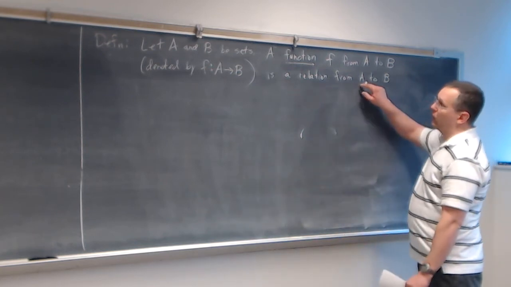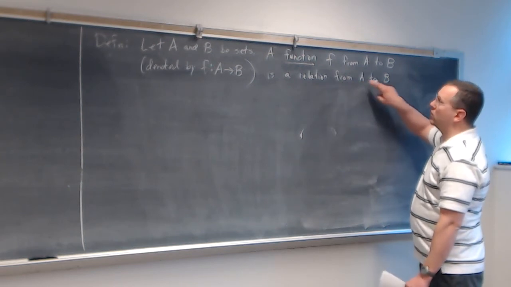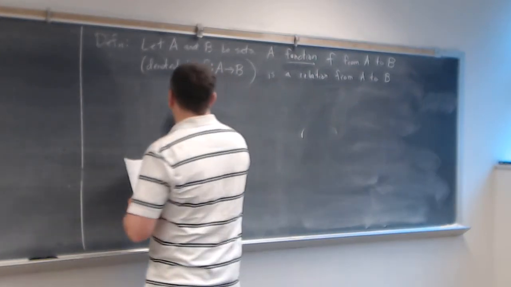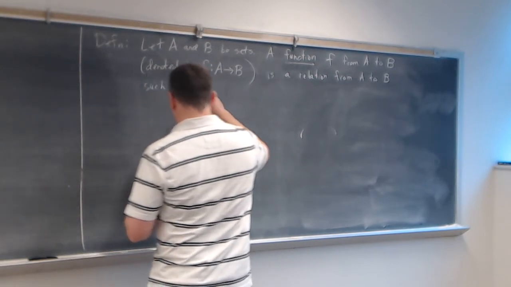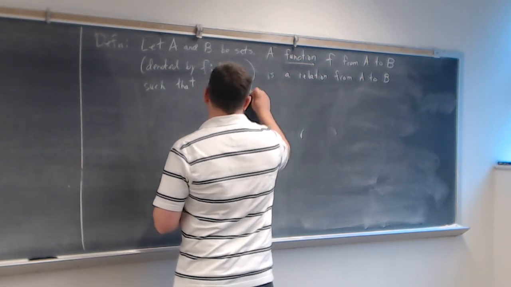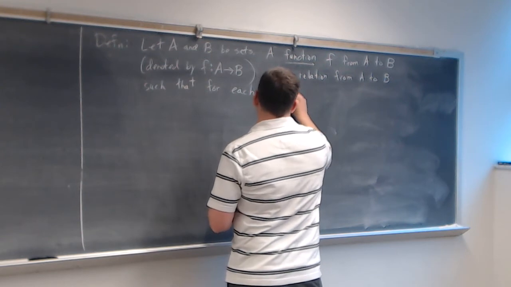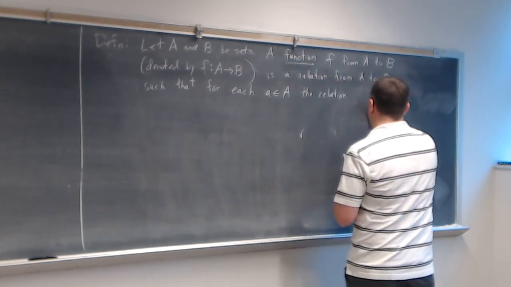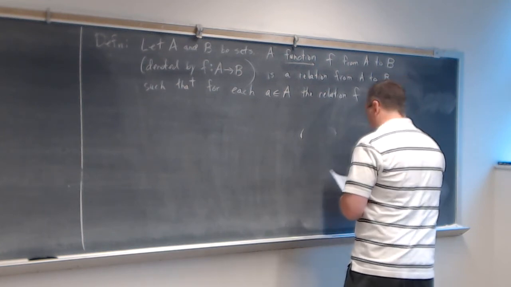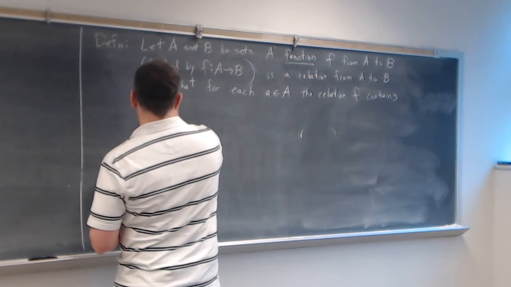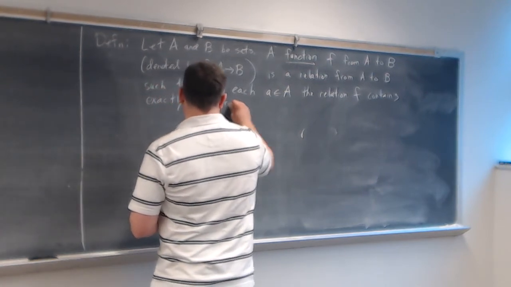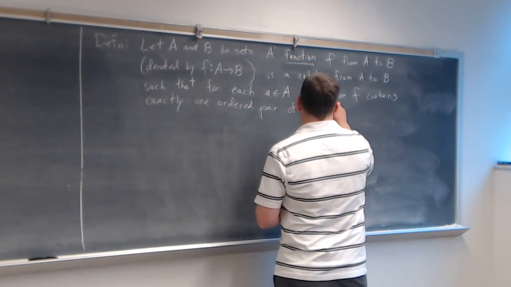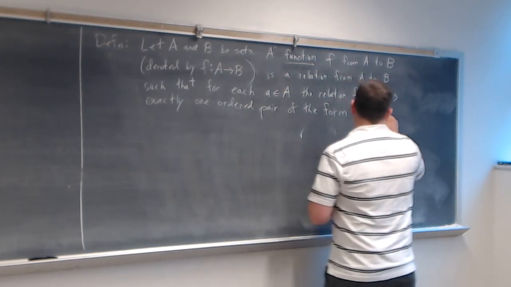So think of a function as a set of ordered pairs. The first coordinates are in A, the second coordinates are in B. Now, it's a special type of relation. There's a further condition. It's a relation from A to B such that for each element of capital A, so for each little a in A, the relation f contains exactly one ordered pair of the form a, b.